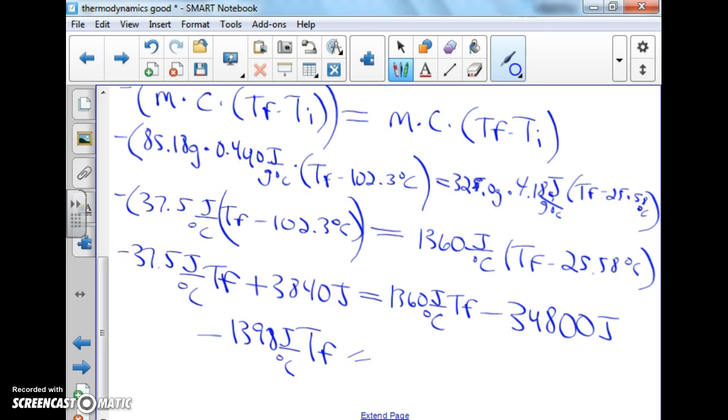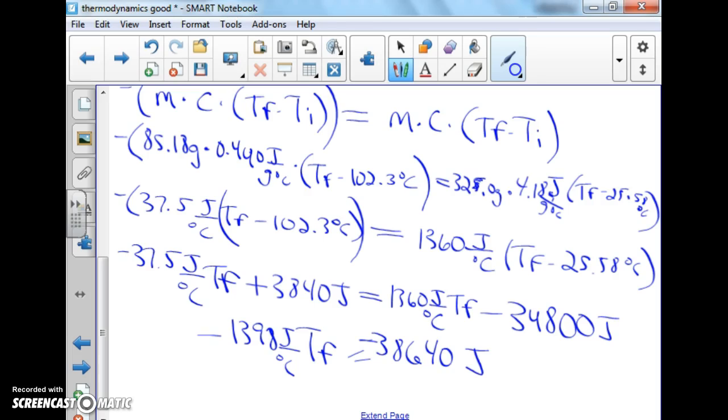Then I'm going to subtract 3840 from both sides to get my non-TF on the other side. When I subtract 3840 from negative 34,800, I get negative 38,640 joules. Using sig figs, that's what I get. And it's negative because I had a negative minus a negative.